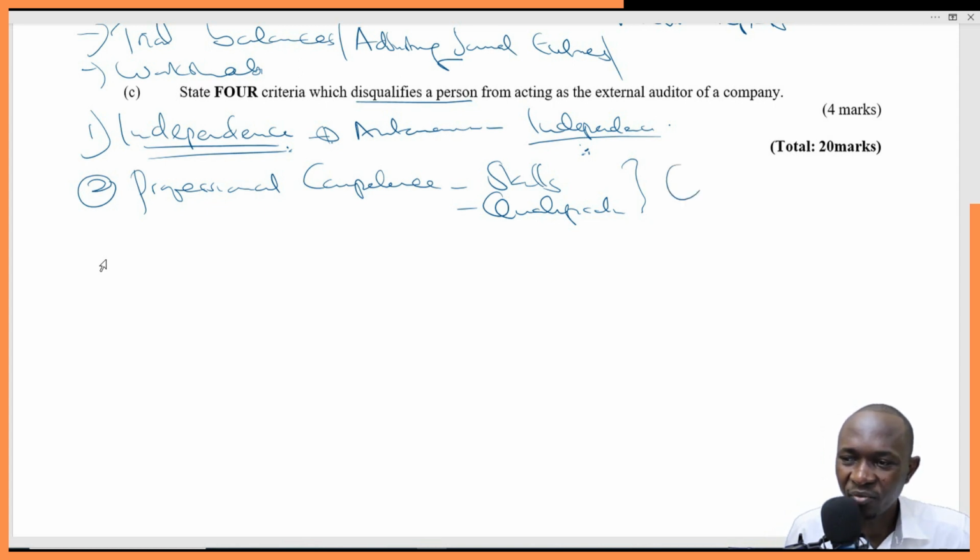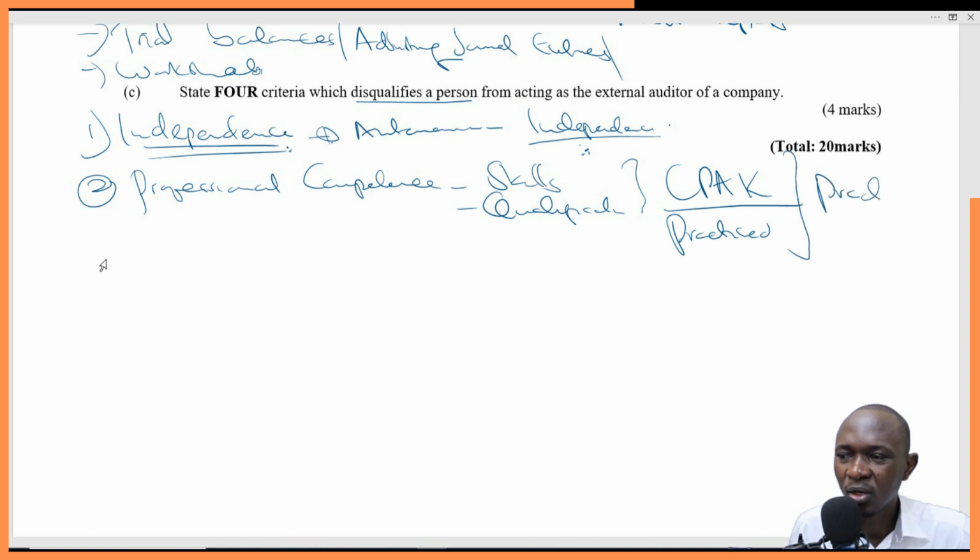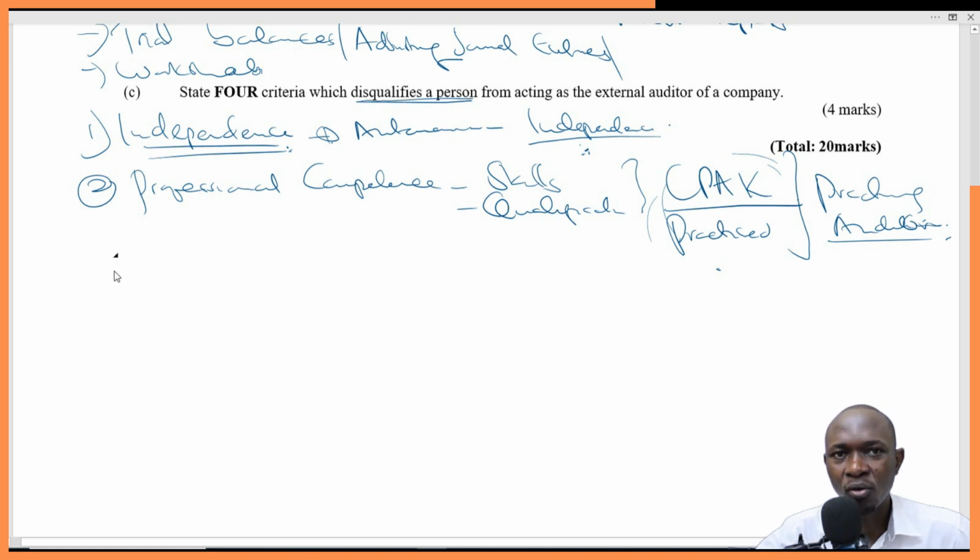In most cases, the person who is supposed to be an external auditor of the company must be a CPAK, and must have also practiced under somebody before you are given the go-ahead to be a practicing auditor. So there are qualifications that you must meet before you become a practicing auditor. Before you meet those qualifications, you cannot purport to act as an external auditor of the company. So if you lack the professional competence, then you'll be disqualified to act as an external auditor of a company. Then the other thing is conflict of interest.